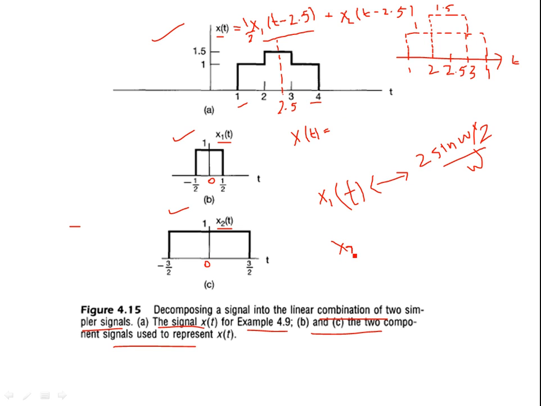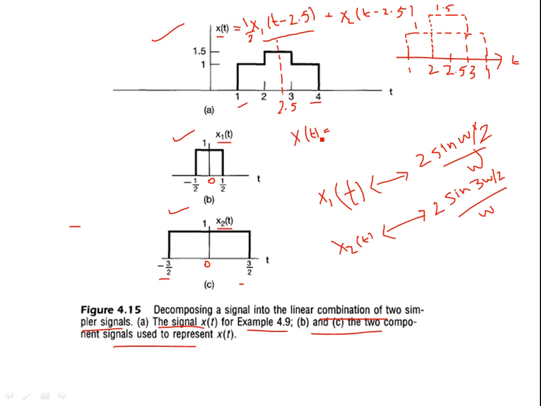Similarly, for x2(t), the only difference is the width of the signal, the time of existence of the pulse. So x2(t) becomes twice sine(3 omega by 2) divided by omega, because t1 is 3 by 2. So these are my two transforms. Previously we evaluated the transform for the rectangular pulse. The only difference is that the t1s are different, the time period over which the pulse exists. So we can write the transform as such.